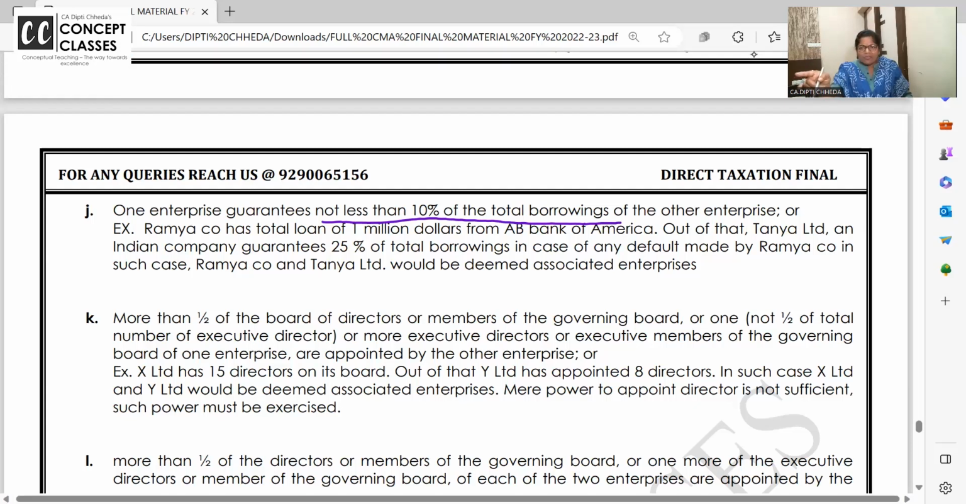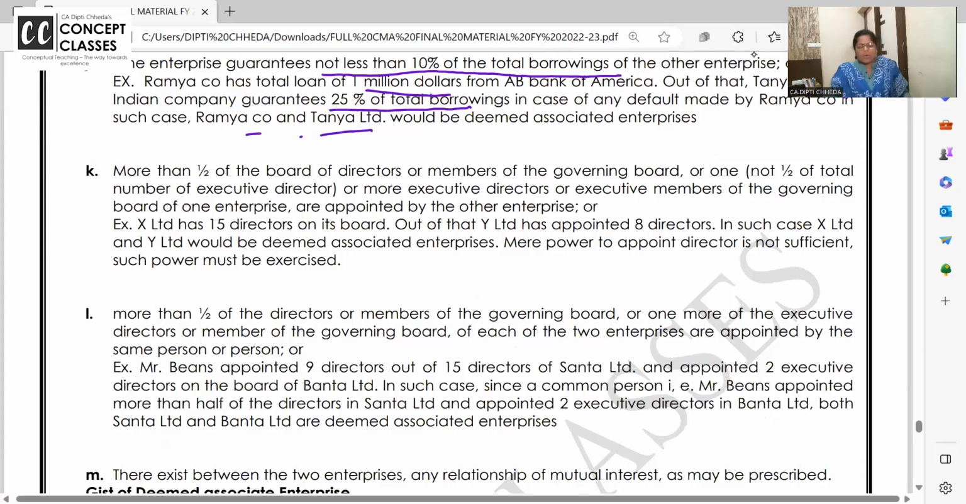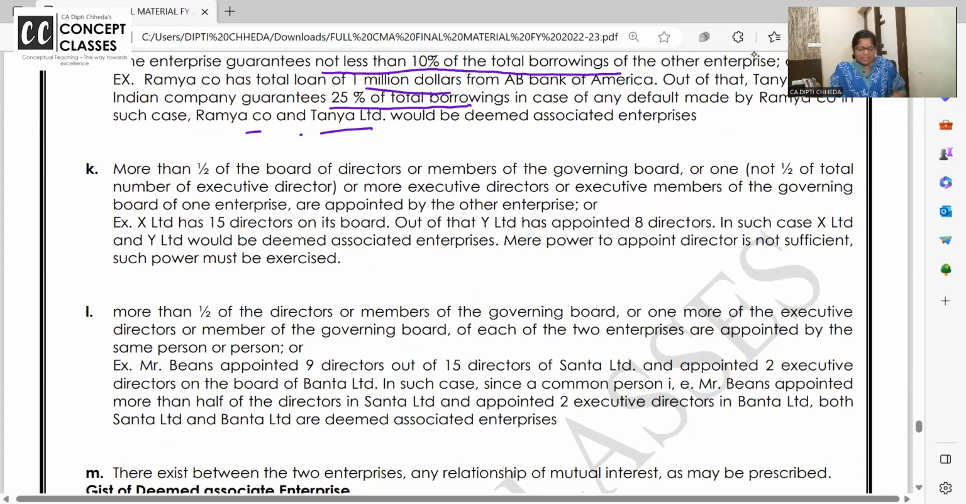Either you directly give a loan of more than 51% of total assets of the other company, or you guarantee their borrowings. Ramya has a total loan of 1 million. Out of that, Tanya Limited is guaranteeing 25%. So Ramya and Tanya will become associate enterprises. These two are interesting. Beautiful questions are asked on them.